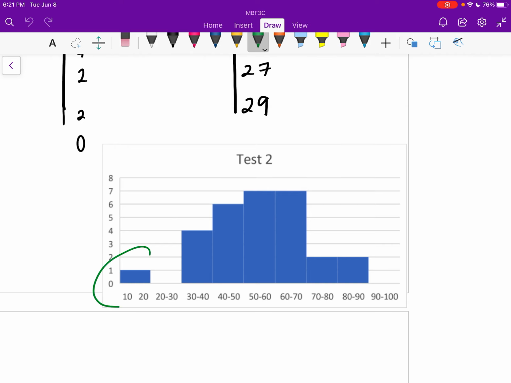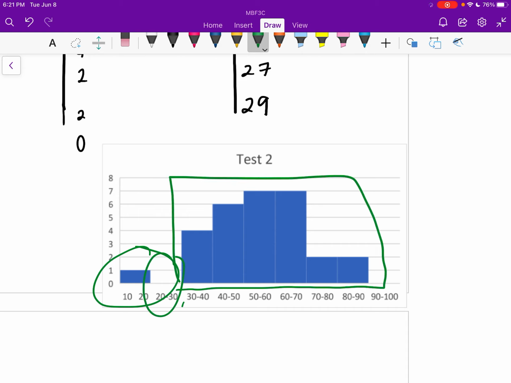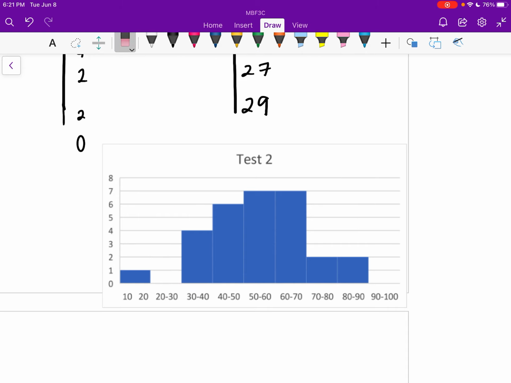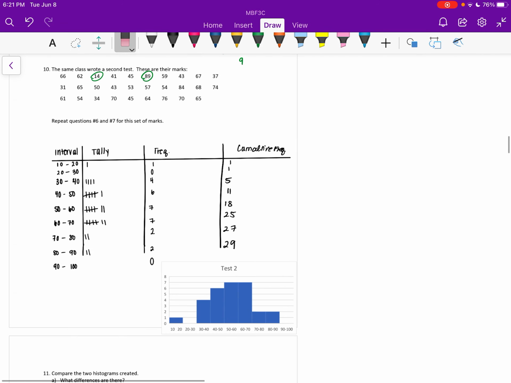So you have like this one little outlier over here, right? And the rest of them kind of all bulk into this portion. We don't have anybody who scored between a 20 and a 30. Right? So let's look at the two histographs that we created.